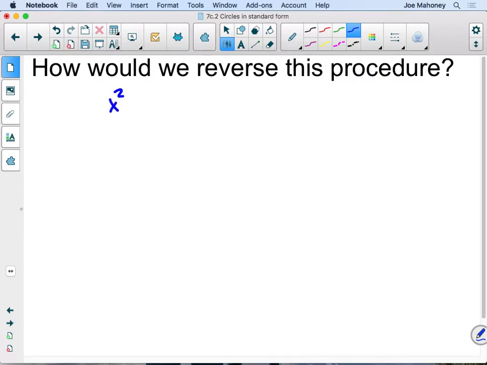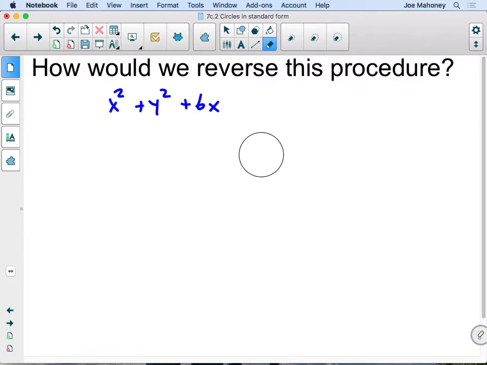So we've got x squared plus y squared plus 6x plus 8y. Whoops, minus 8y, right?